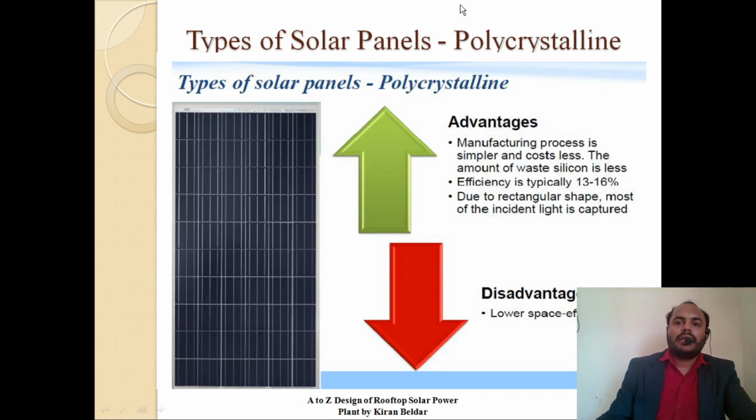Next is polycrystalline type of solar panel. Its advantages are that the manufacturing process is simpler and cost is less. The amount of waste silicon is also less. As we have seen, there is no octagonal structure, there is a perfect square structure. The percentage utilization of solar cell material is also higher. Efficiency is typically in the range of 13 to 16%. Due to the rectangular shape, most of the incident light is captured. Disadvantage is that it has lower space efficiency compared to the monocrystalline type of solar cell.